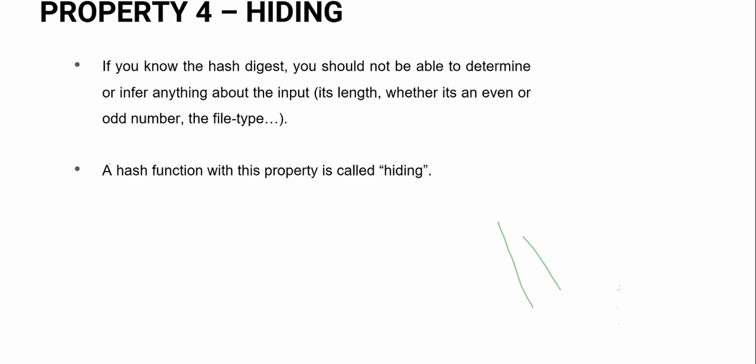And then the other property is what we call hiding, meaning that if you know the hash, you're not able to infer anything about the input, for example, what the length of the input is, or whether it's an even number or whatever. This is called hiding, because this is a property of a hash function.